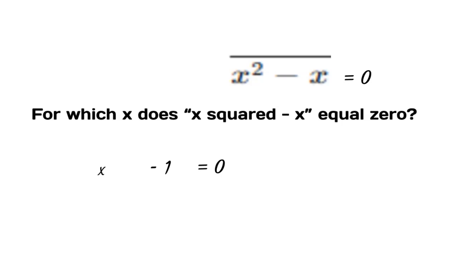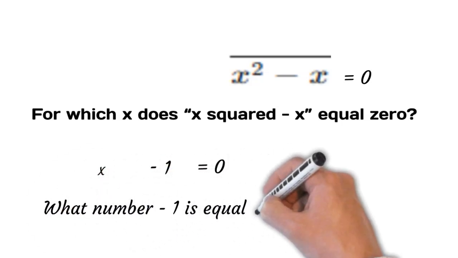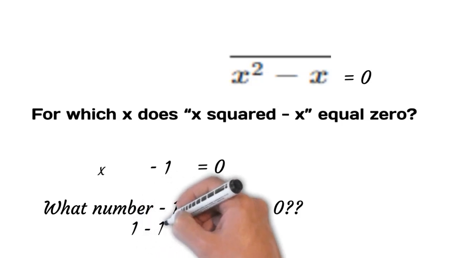So now take a step back and look at this as is. We're looking at the little equation x minus 1 equals 0. That sentence is really asking, what number, if I take away 1, lands me at 0? What would you take away from 1 to get 0? If you said you have to take 1 from 1 to get 0, you're correct.